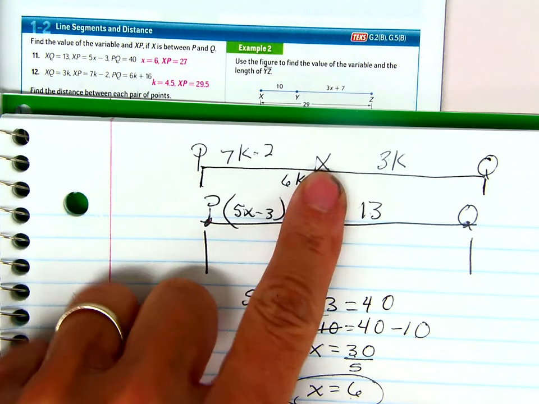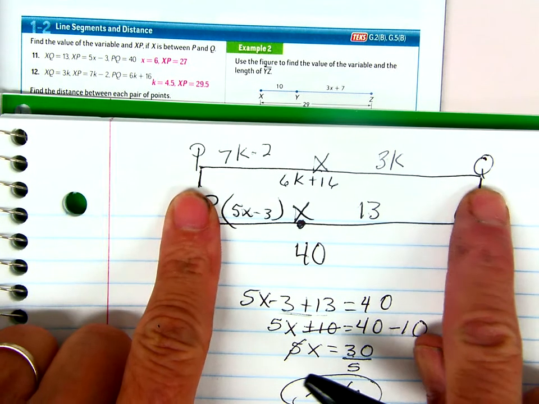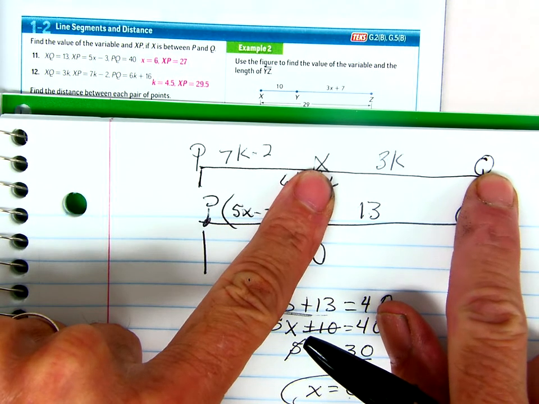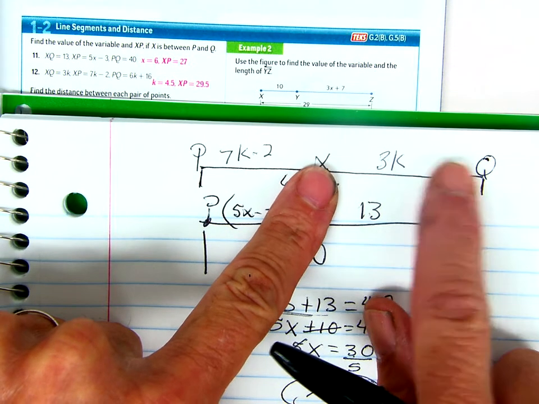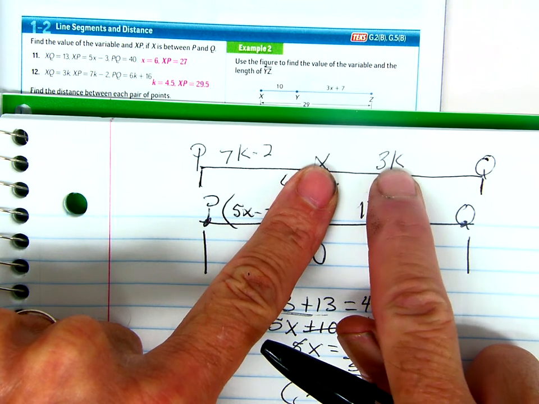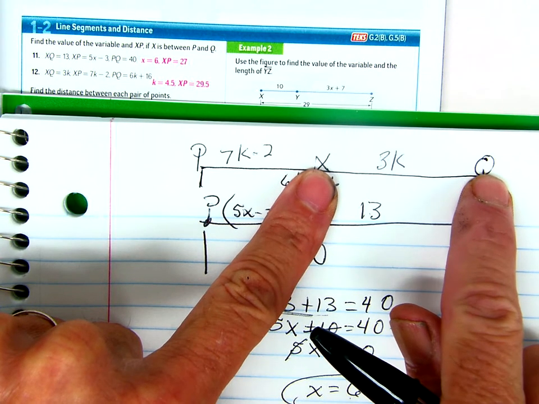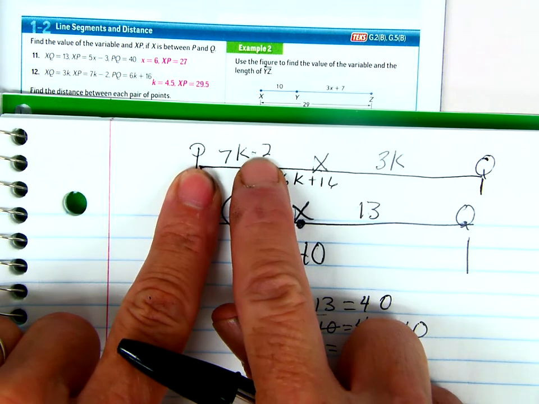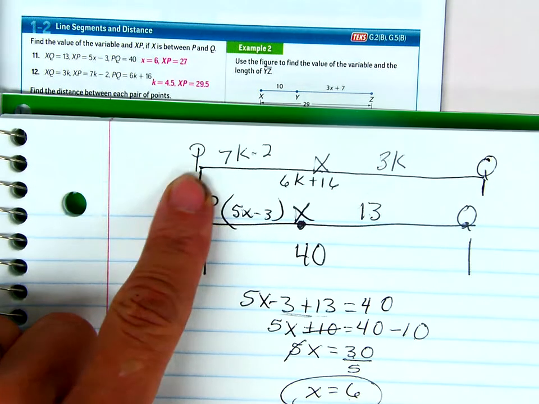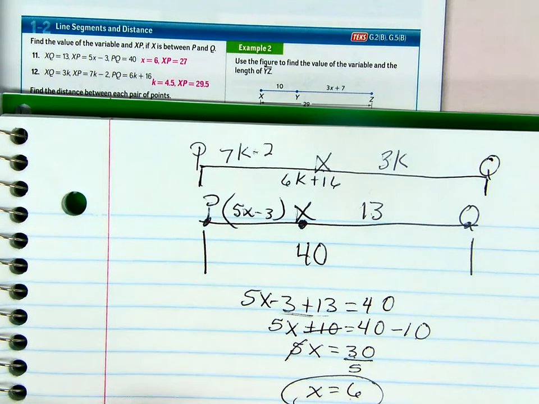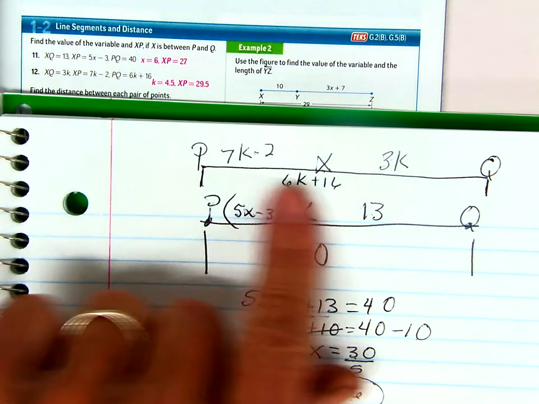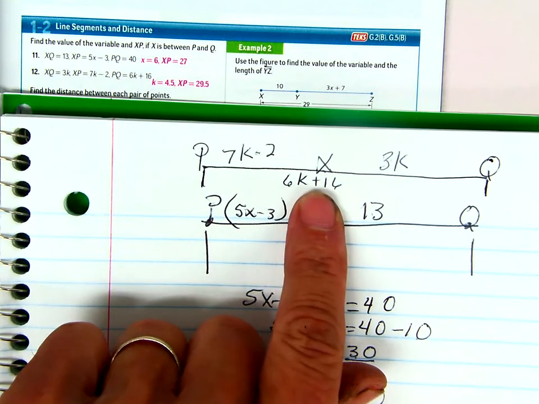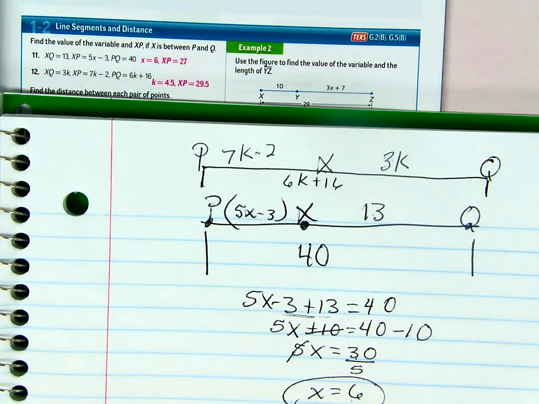Okay, so X is between P and Q. That allowed us to draw this line segment with all 3 points marked on it. Then it told us that XQ was 3K. That means put up 3K right in between the X and the Q. XP was 7K minus 2, so we wrote that right in there. And then PQ, the whole thing, we write that on the bottom to mean the whole thing is 6K plus 16.